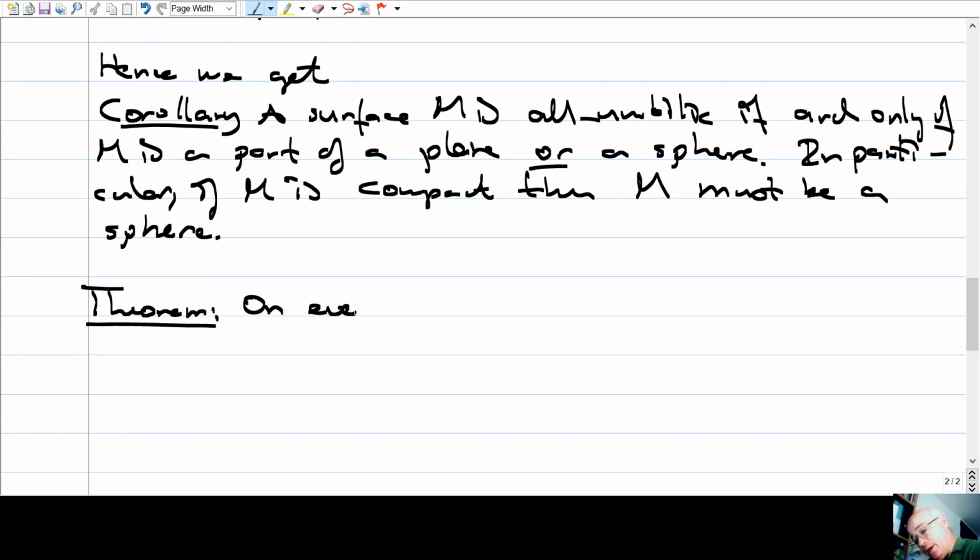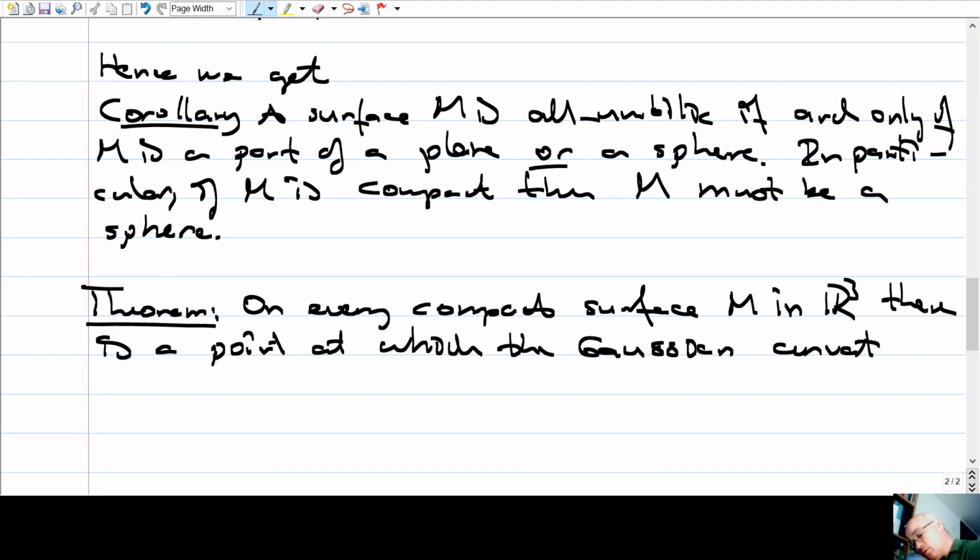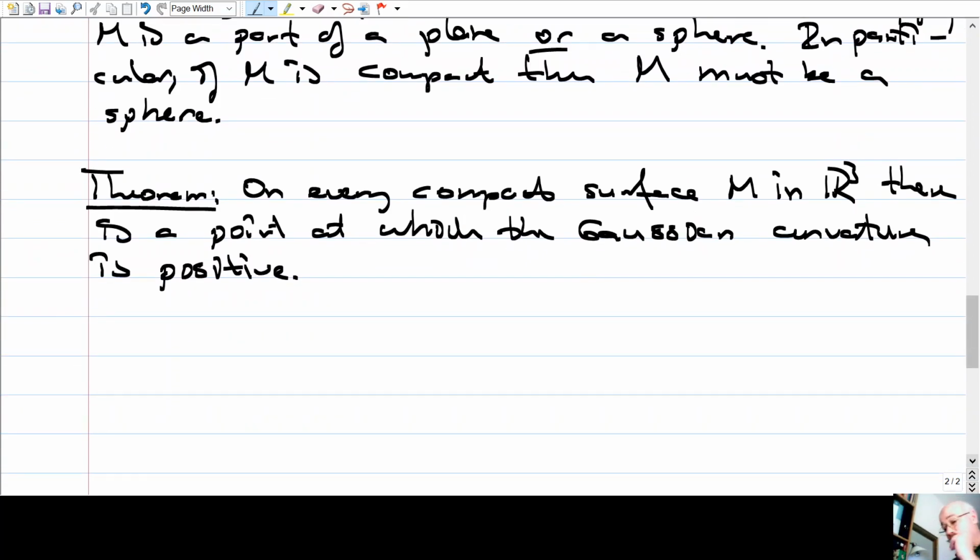On every compact surface M in R3, there is a point at which the Gaussian curvature is positive. So if you have a compact surface in R3, there is at least one point at which the Gaussian curvature is positive. Okay.